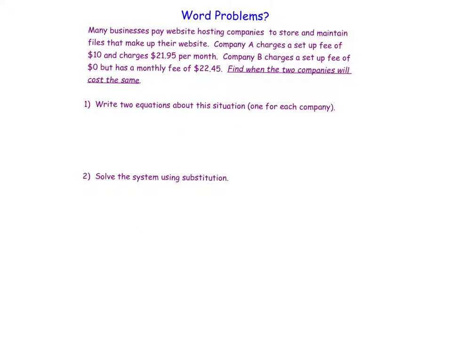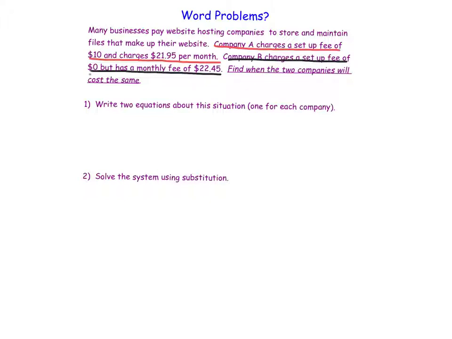So now that we've looked at the substitution method, we're now going to look at situations where we can solve real-world problems utilizing substitution. So in this word problem it says many businesses pay website hosting companies to store and maintain files that make up their website. Company A charges a setup fee of $10 and then charges $21.95 per month, while Company B charges a setup fee of $0 but has a monthly fee of $22.45. Find when the two companies will cost the same.